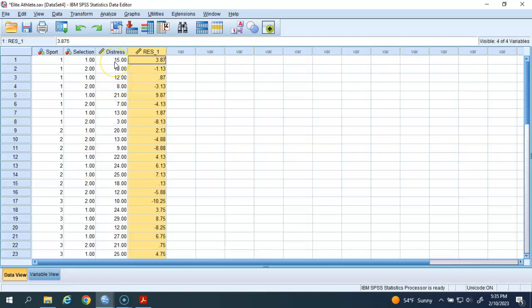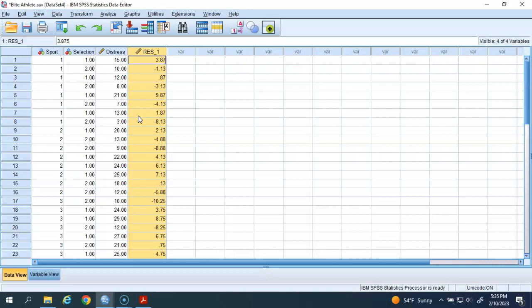So we would be taking that value, 11.125, and subtracting it from the stress, and we end up with a value of 3.87. So we do that for each individual, go through them, but we don't do it. SPSS in this case does it for us.